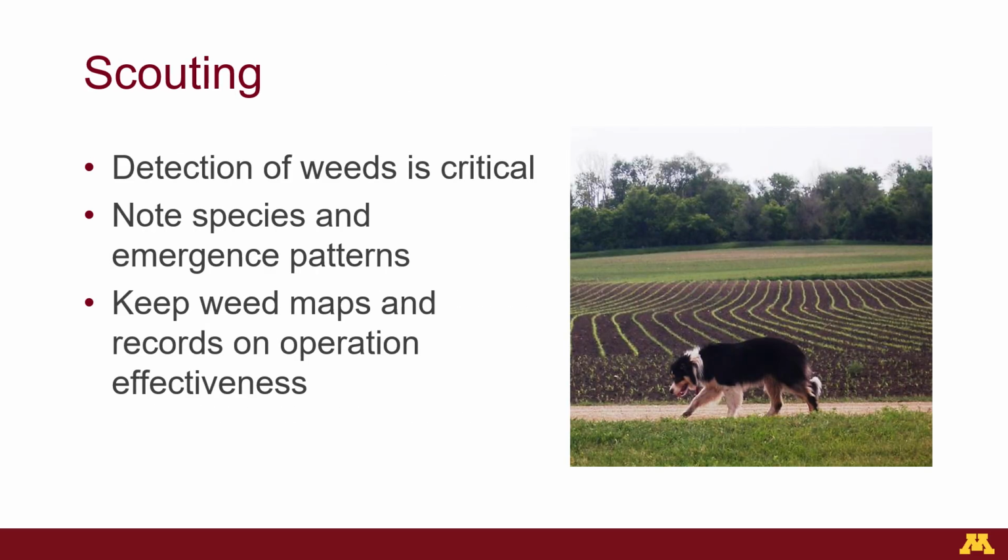Scouting is especially important for transitioning farmers. You will need to learn which weed species you have and note patterns in weed emergence to guide future mechanical weed operations. It is critical to stay ahead of weeds and avoid playing catch-up. As part of your record keeping, make maps of weed locations and record how effective your operations are.